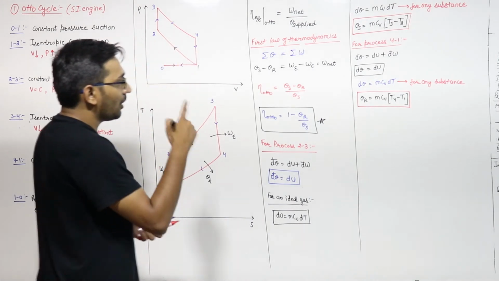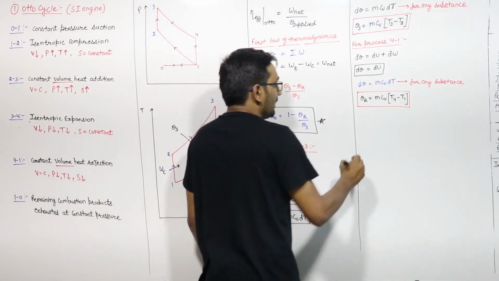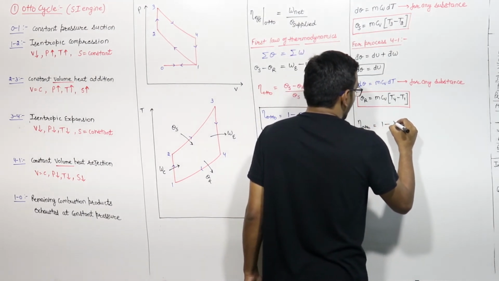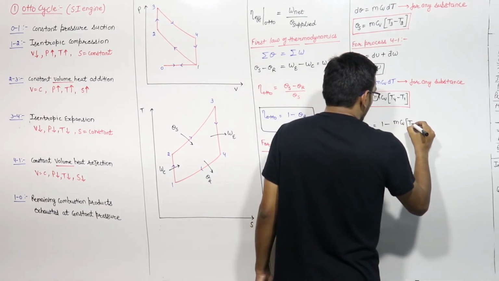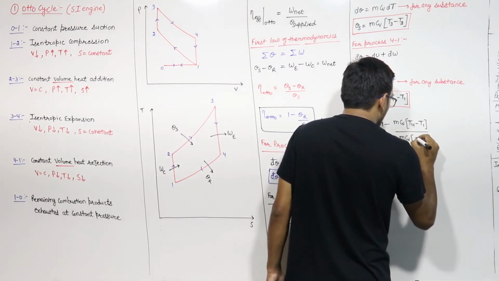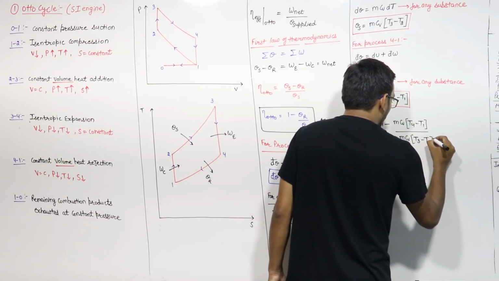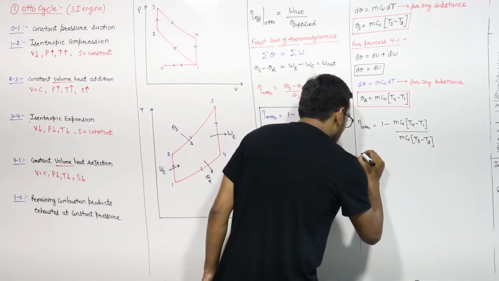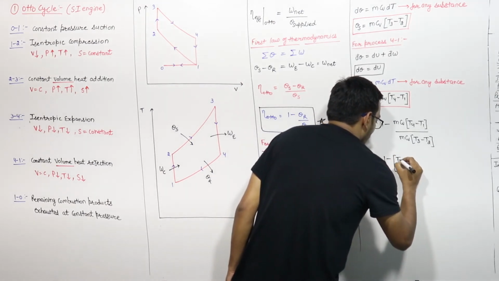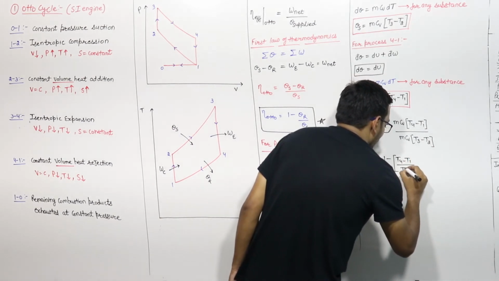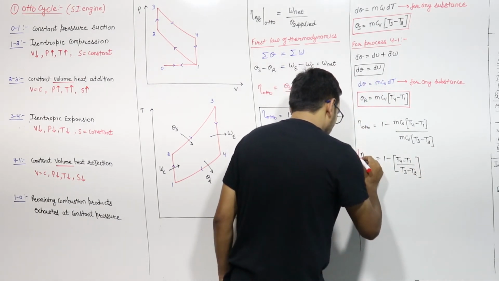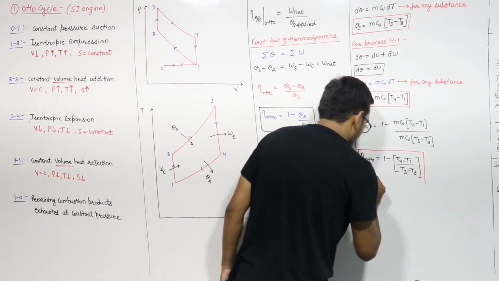Now, if I put these values of Qs and Qr in the efficiency, then the efficiency of the Otto cycle will be equal to 1 minus heat rejected, that is mCv into T4 minus T1, divided by mCv into T3 minus T2. So from here you will get that the efficiency of the Otto cycle will be 1 minus T4 minus T1 divided by T3 minus T2. This will be the equation. This will be the first equation.